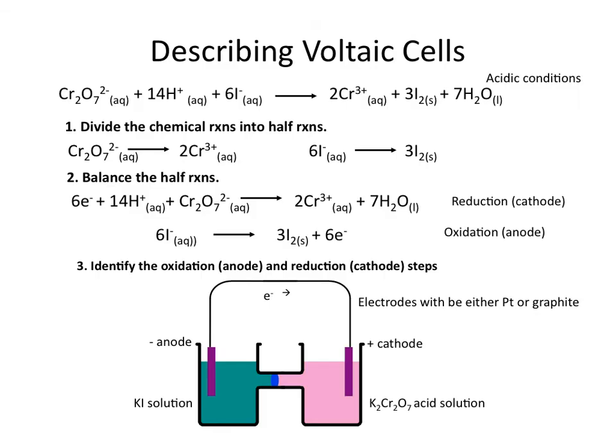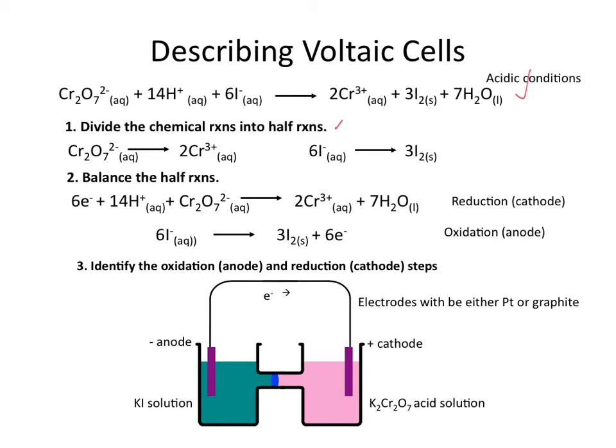So how do we describe voltaic cells? Well, we're given a chemical reaction, and we're giving an example right here. The first thing we need to do is divide our chemical reaction into half reactions. And we've already been doing this. We know how to do it based on oxidation and reduction, right? We know how to do that, so we've done that.